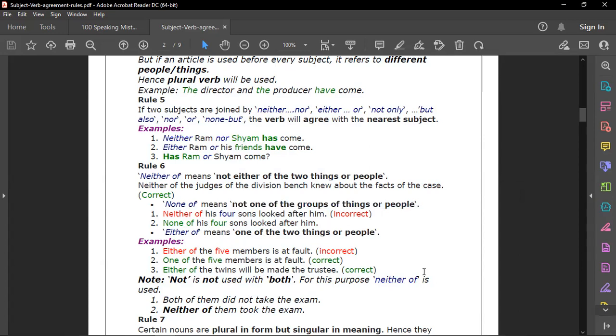When we are talking about the groups of people, yes. And neither of we will talk about the two persons there, two persons or things whatever it is, but two will be in your number.